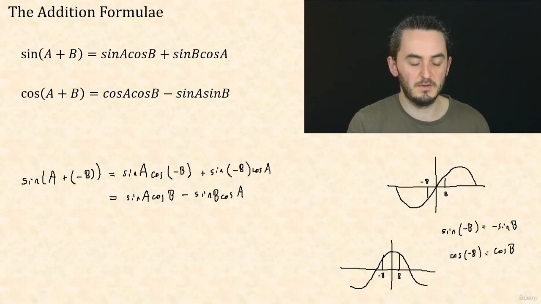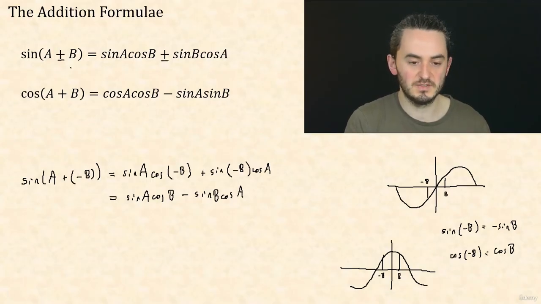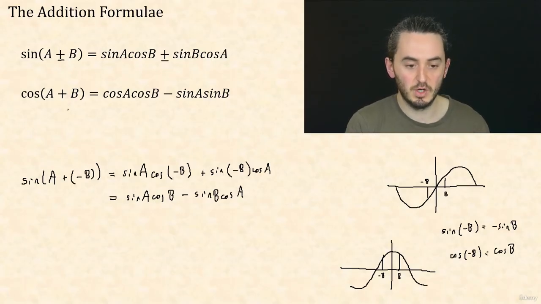So we can adapt our formula to say that if we are subtracting, so if it's plus or minus, well, then we just change this to a minus. So that's quite nice. If it's sine of A minus B, it's sine A cos B minus sine B cos A. What about for cos?